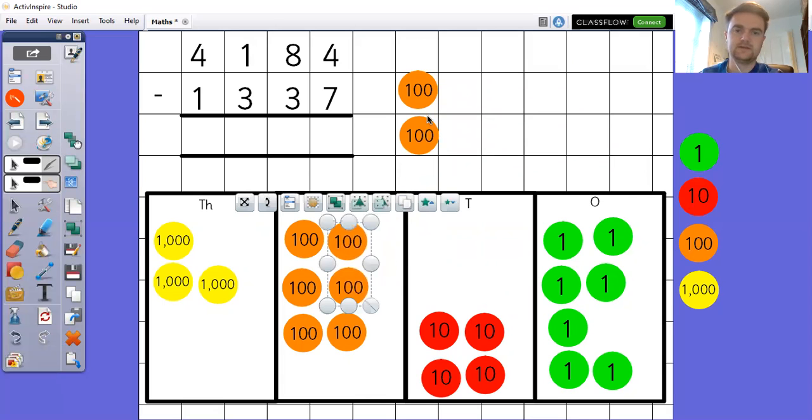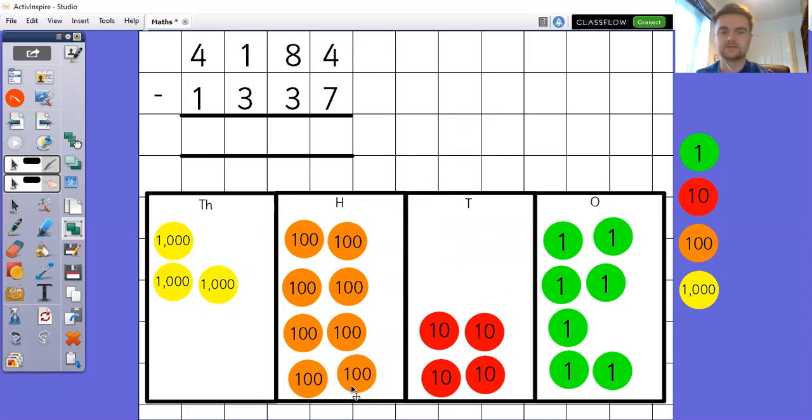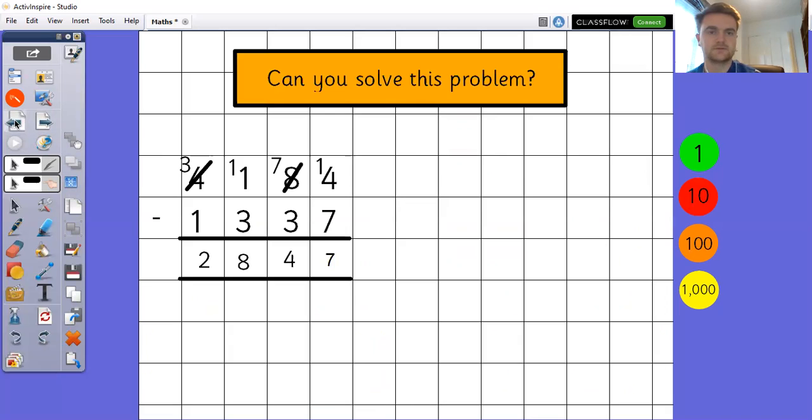And finally, I did have 4,000s. I've had to exchange one of my thousands for 10 hundreds, and I've got to take 1 more away. So I'm left with 2,000s, 800s, 4 tens, and 7 ones, which if I look over here, is the same answer that we had in our column method.